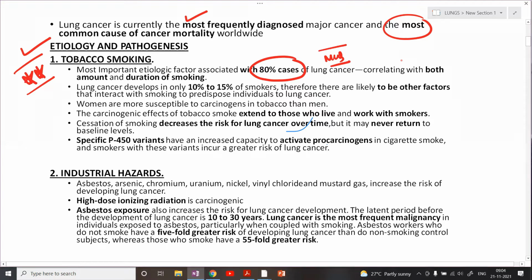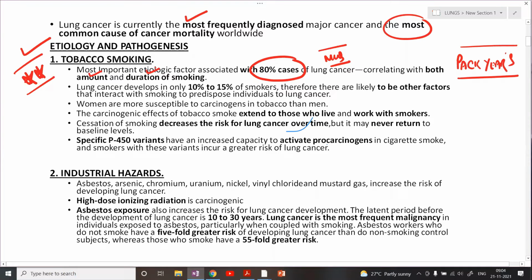Not only the amount of smoking is important, but also the duration of smoking. If you remember, there is something called pack years. In PSM you are going to read about pack years, so I'm not going into details about that. Both the amount as well as the duration of smoking are very important.